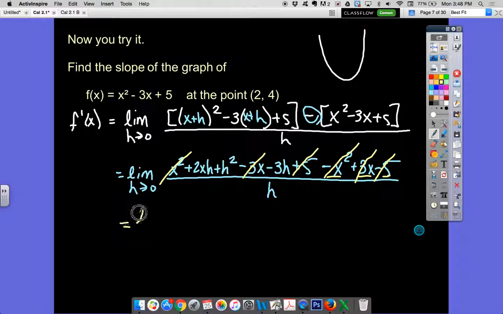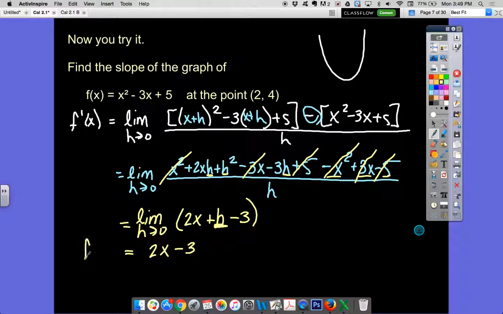Okay, with the terms that remain, everyone should have an h. And they do. So quite honestly, we could skip a step here, which would be lovely, and just go ahead and simplify the h's out. So if every term reduced by h, we have 2x plus h minus 3. Now you can evaluate your limit. If you put h in as 0, this term goes away and you just have 2x minus 3. Now that is the derivative of your function in general form.